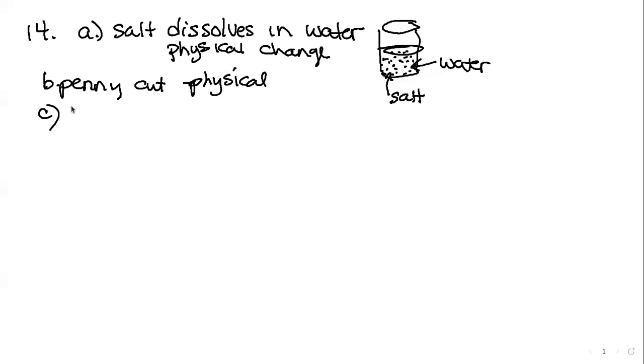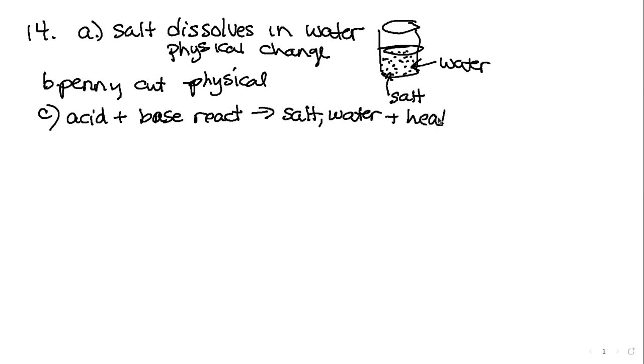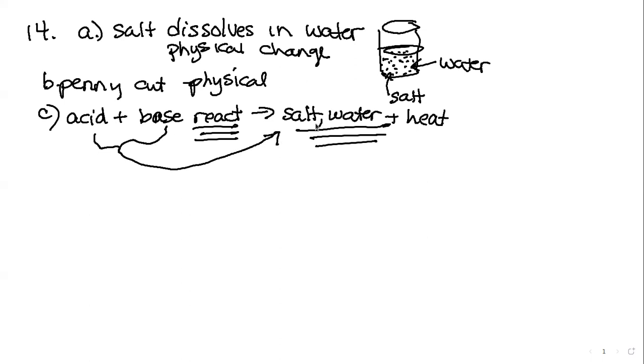Okay, C, acid and base react to form a salt, water, and heat. Okay, here's the key word, react. And then you've got new things over here. So the acid and base's molecular structure is now changed into salt, water, and heat. So this is chemical.